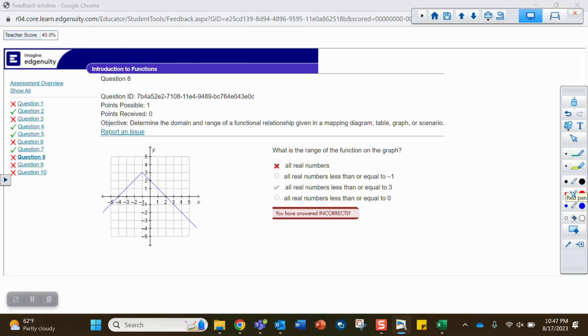Question 8 again asks for the range. You selected all real numbers, but that's not the case because you can see that the graph kind of comes to an absolute height here where it doesn't go above 3. It's everything that's from 3 and below. Remember, we're looking at this y-axis when we talk about the range, and it's 3 and below. So all real numbers less than or equal to 3. That's this choice here.